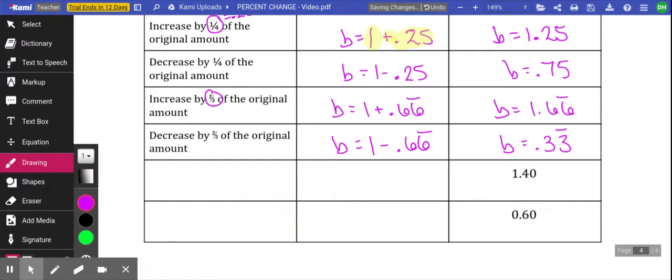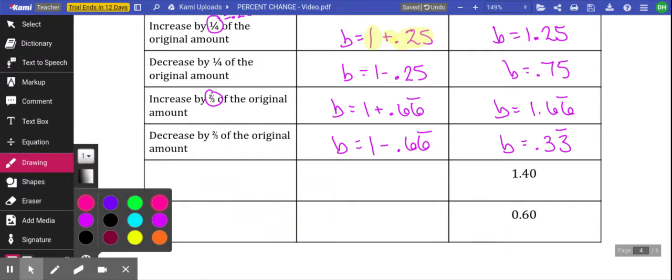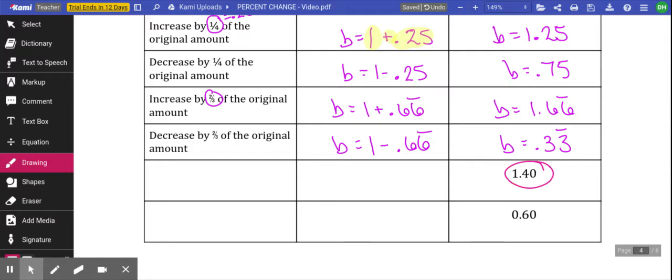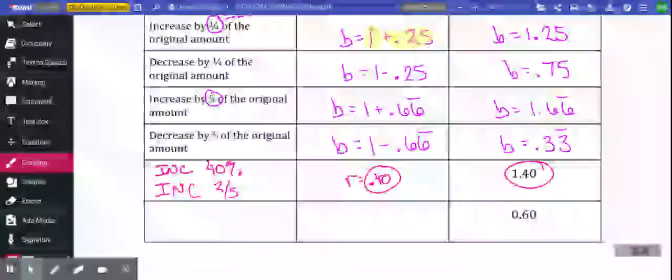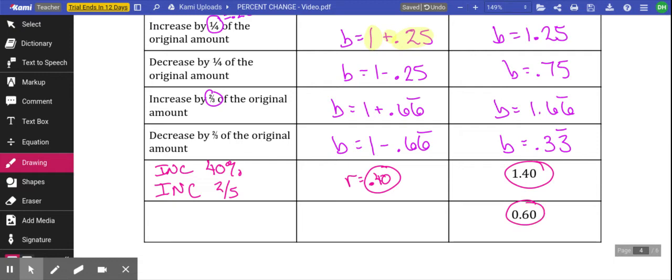All right, working backwards here. If I see a base value of 1.4, okay, that means my R must have been a 0.40, or you could say I was increasing by 40%. Or if you convert the 0.4 to a fraction, another way to say that is you're increasing by 2/5 of the original amount. Okay. Now, if we're going backwards here, again, 0.60 could be equal to 1 minus R. And when you solve for R, you're going to get that 0.4. But this time you're decreasing. So we're decreasing by 40%. Or another way to say that is we're decreasing by 2/5 of the original amount.